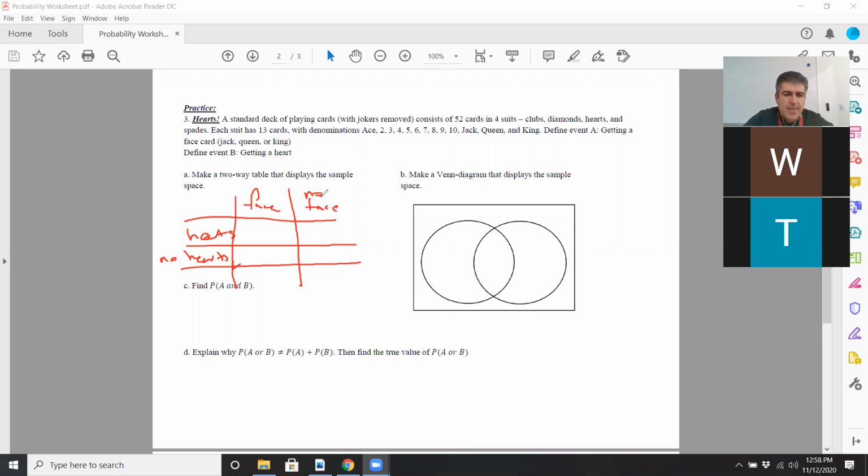So we'll be putting exact numbers in there. How many face cards have hearts? How many face cards don't have hearts? How many of the hearts don't have faces on them? How many cards don't have hearts and don't have a face on them? Then you're going to answer C and D, and of course make a Venn diagram too, and fill out the two-way table.